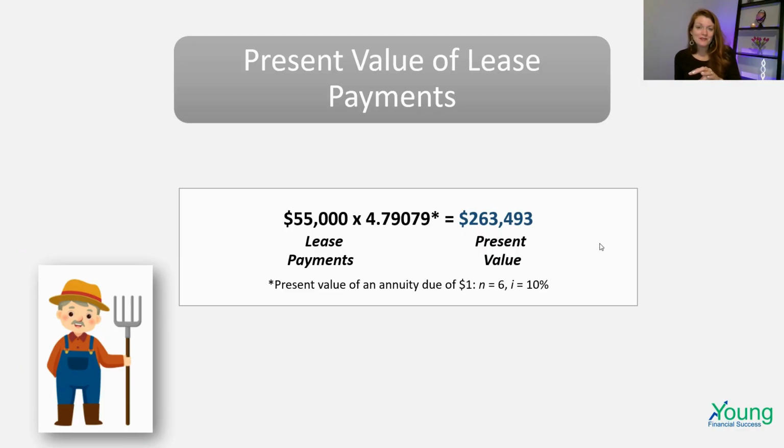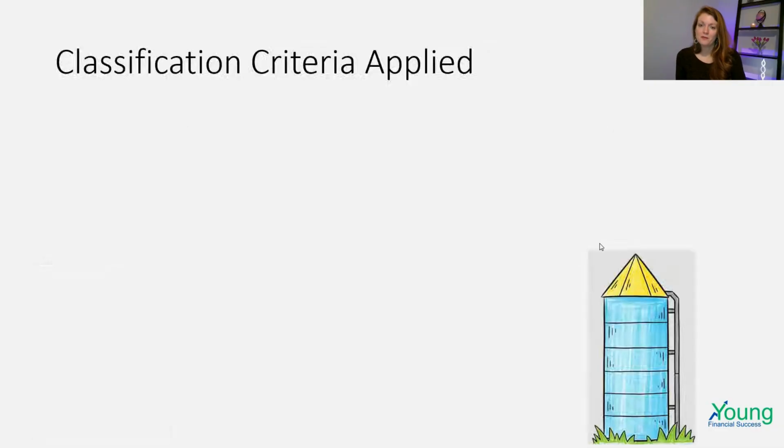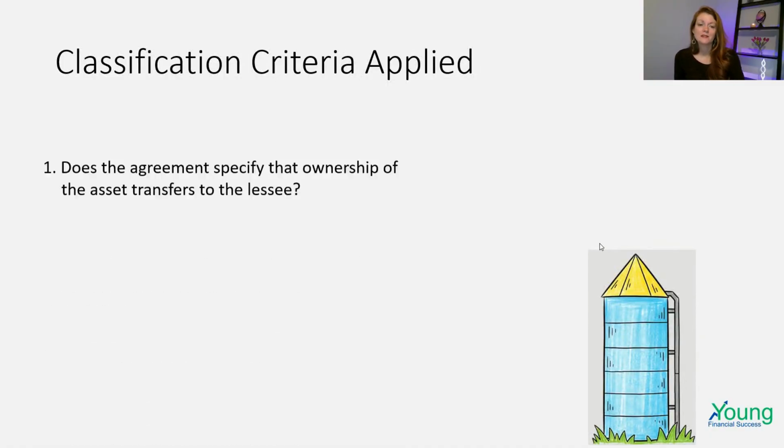So when we take our $55,000 payments and we go to the present value of annuity due, the PVAD table, and we go to 6 periods because it's 6 payments, and they told us it was a 10% interest rate, we get the factor 4.79079. When we multiply that, it tells us the present value of our lease payments is $263,493. So now we found the present value. So let's look at the 5 criteria to see how this lease is going to be classified.